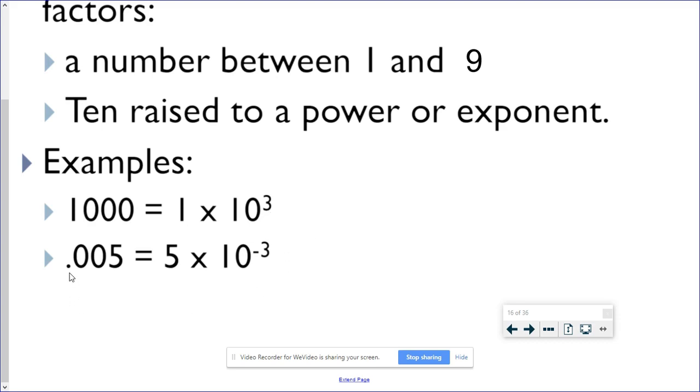Here our decimal point is in front of that value, so we're going to have to move it to the right, and we're going to count how many spaces we need to move it in order to get that value between 1 and 9. So I'm going to move it 1, 2, 3 spots, but this time I moved it to the right. So this time it's going to be 10 raised to the negative third.